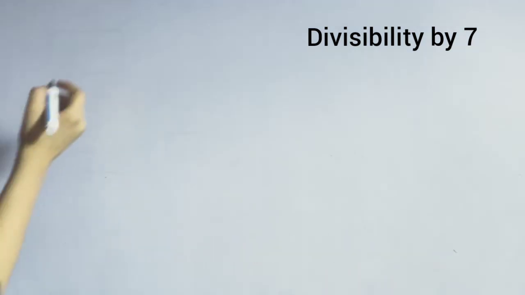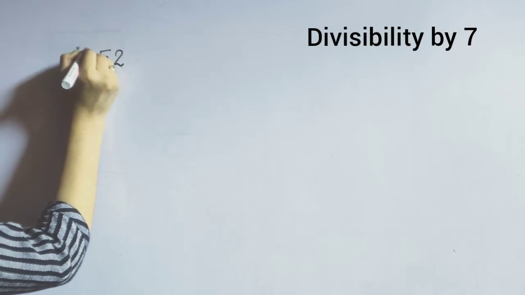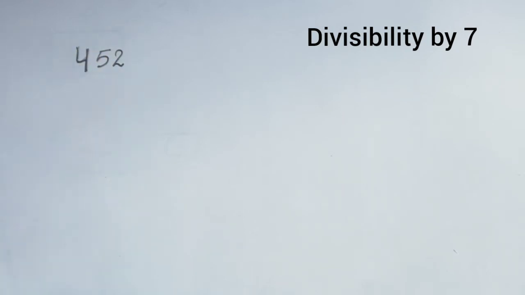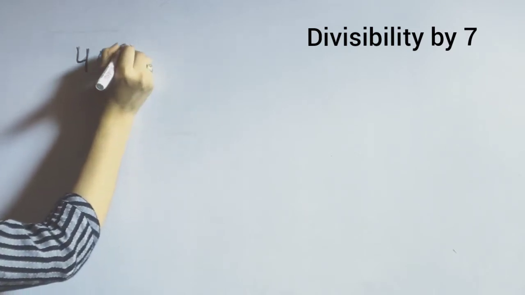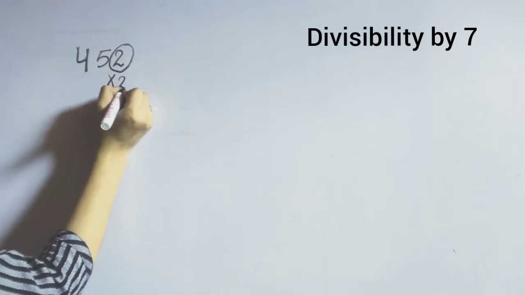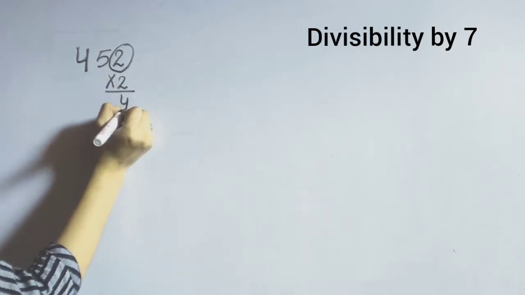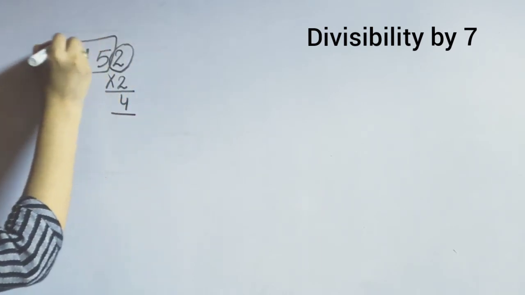Let's take another example. Here we have 452. You have to find out whether it is divisible by 7 or not. Firstly, what will we do? We will double the last digit. What is the last digit here? 2. So we will double it. We will multiply 2 by 2. We will get 2 2s are 4. Now we will subtract 4 from 45.